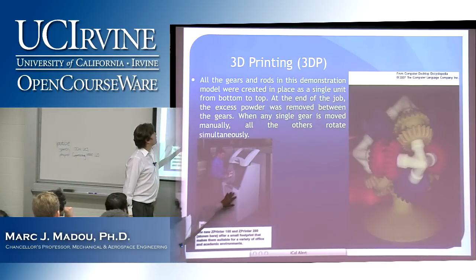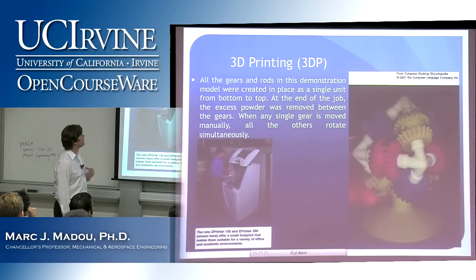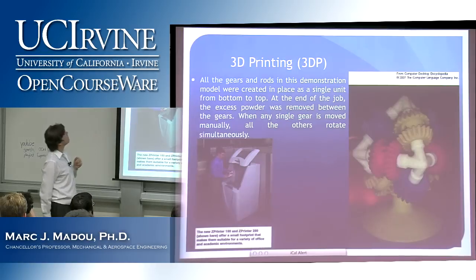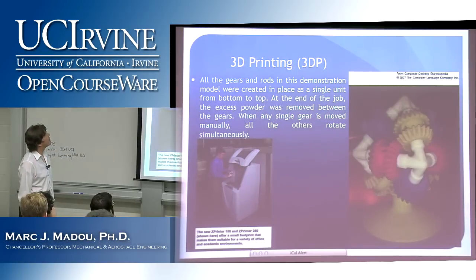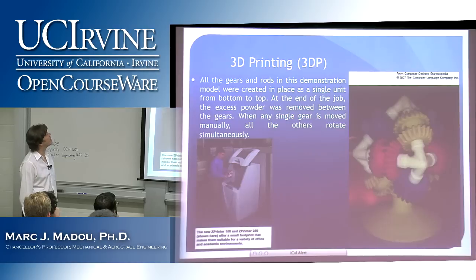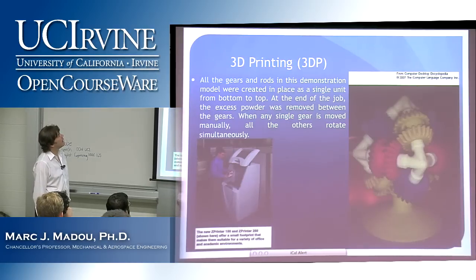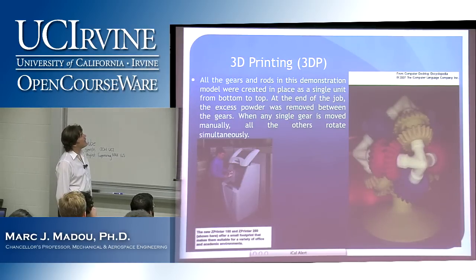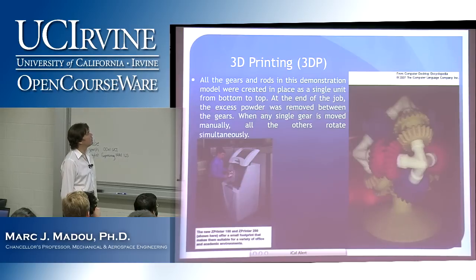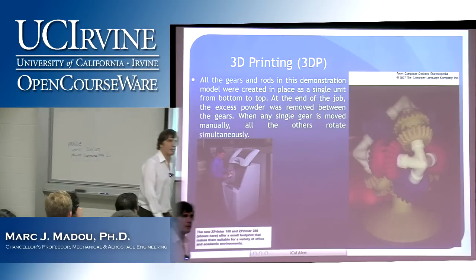Here you see another typical 3D printer and a part being taken out. All the gears and rods in that demonstration model were created in place as a single unit from bottom to top. At the end of the job, the excess powder was removed between the gears. When any single gear is moved manually, all the others rotate simultaneously.